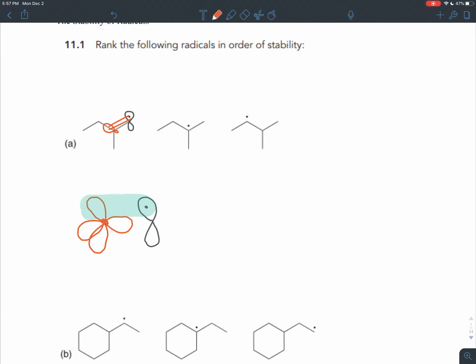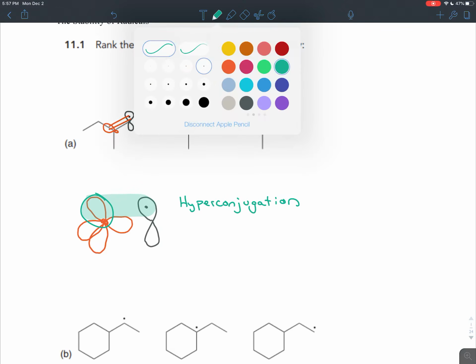And that interaction, a slight interaction of an sp3 orbital with one of the lobes of a p orbital, is called hyperconjugation. Hyperconjugation is where a lobe of the p orbital, electron density in a p orbital, bleeds a little bit into one of the lobes of an sp3 orbital. And when it does that, it spreads charge out, dilutes it in space, and stabilizes whatever is in the p orbital. We've seen this hyperconjugation before.